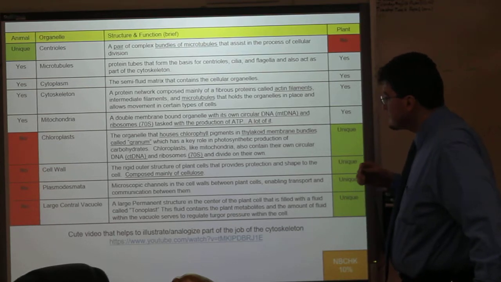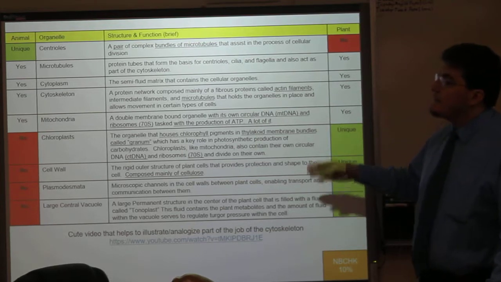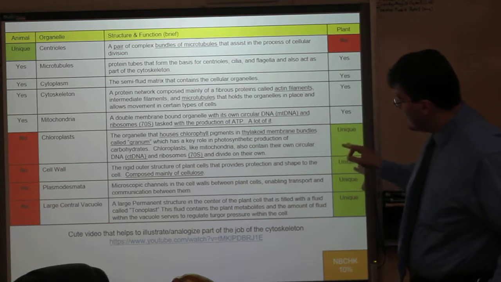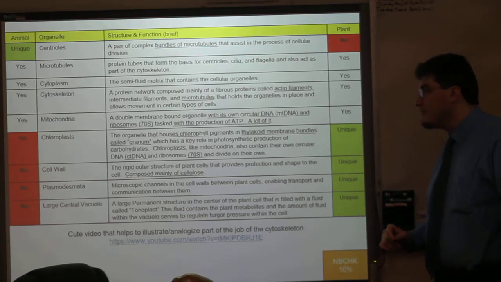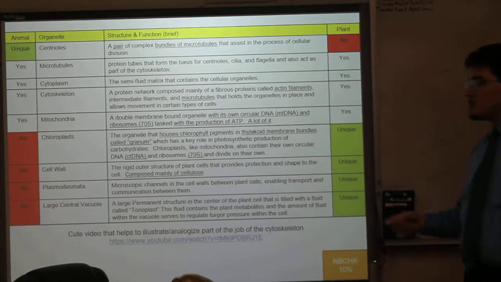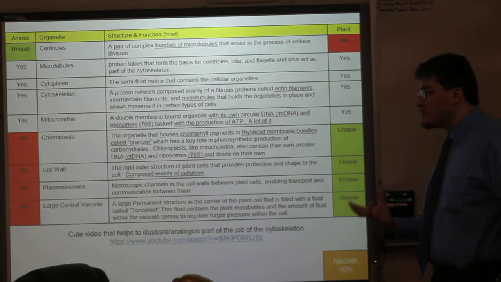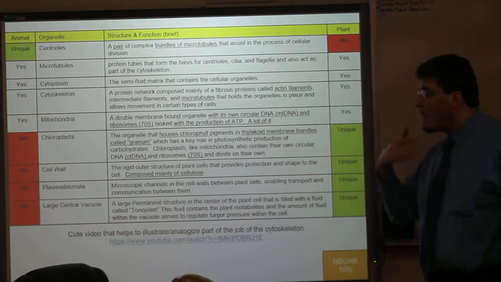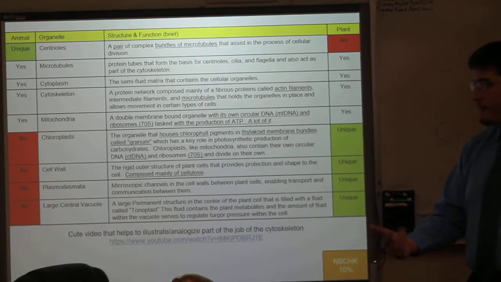Now, the cell wall. The cell wall is a plant-unique structure. It is composed mainly of cellulose, and it provides protection and shape to the cell. Plasmodesmata are microscopic channels in the cell walls of plants that allow communication and transport of materials between plant cells.